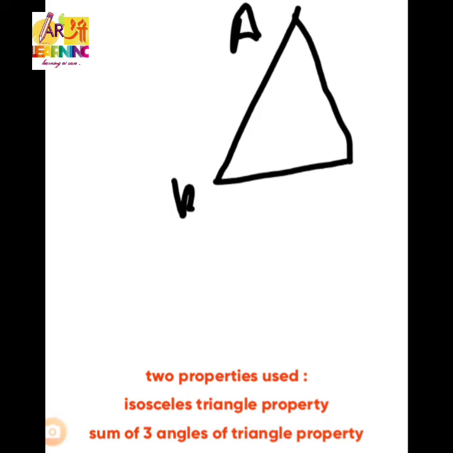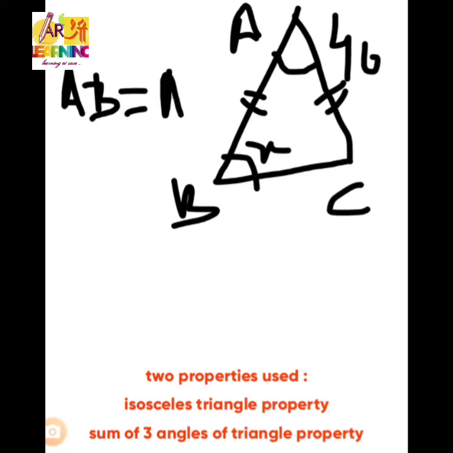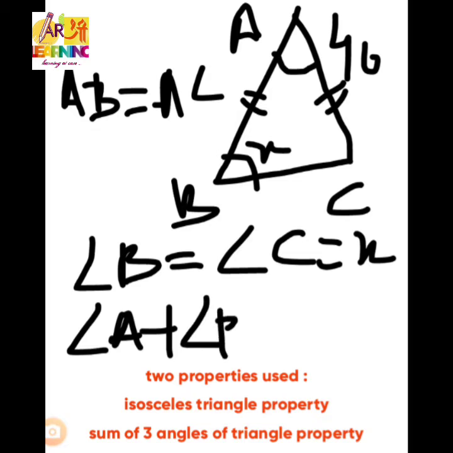Suppose there is a triangle ABC given, in which one angle is given as 40 degrees, and it is written that this side is equal to this side, and here it is written x. So you will give the name of the triangle, then you will write since AB is equal to AC, therefore angle B is equal to angle C, and both the angles will be x. After that you will add the sum of three angles, A plus B plus C makes 180.